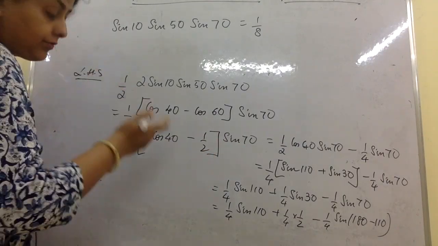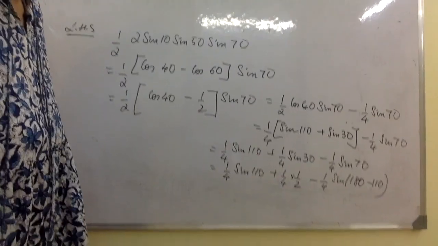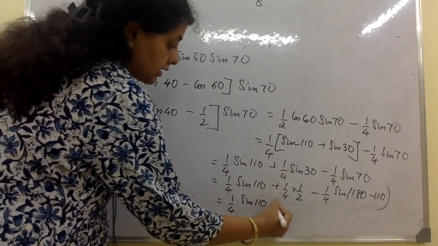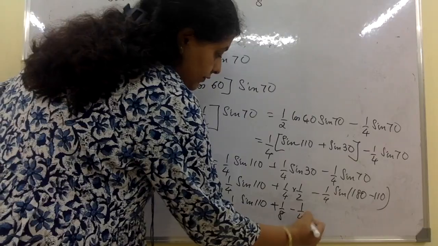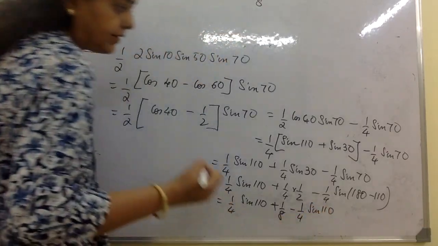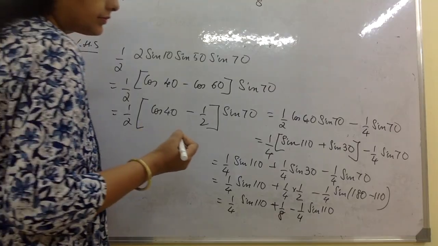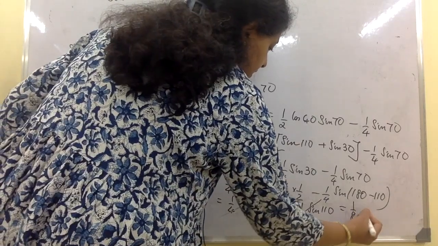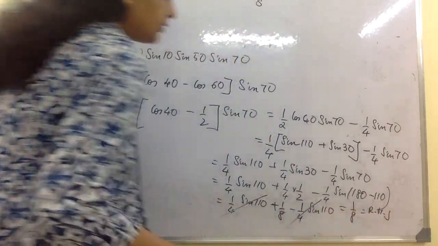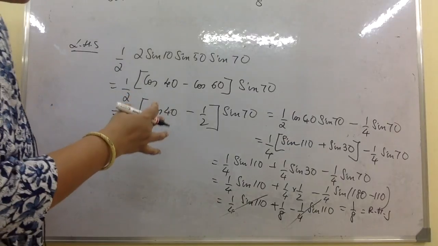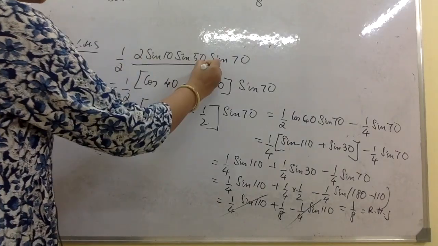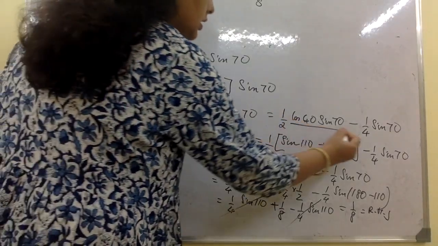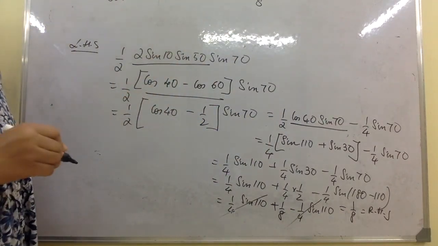So how much do I get now? That is equal to 1/4 sine 110 plus 1/8 minus 1/4 sine 110. That is, this cancels. We are left with 1/8, which is the RHS. So here we have a different formula to use. We have the 2 sin A sin B formula to be used. And then we have the other formula, 2 cos A sin B, that one.